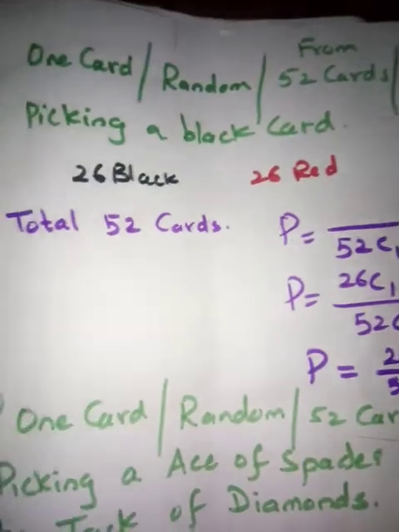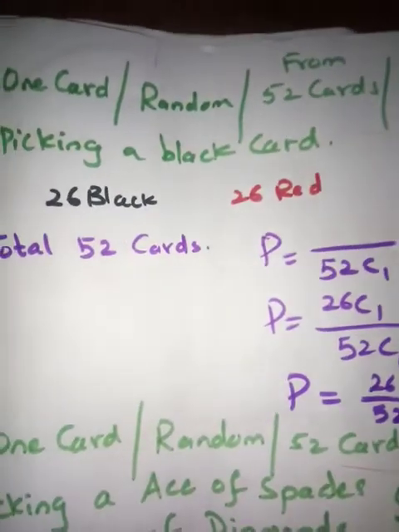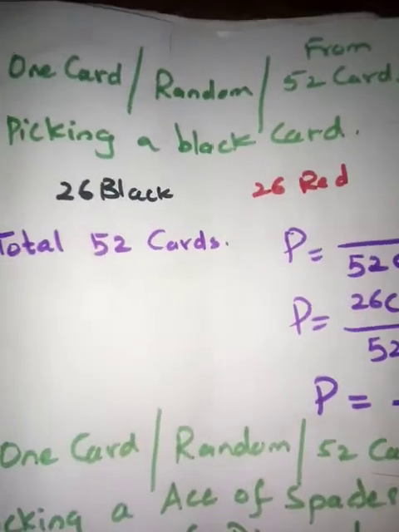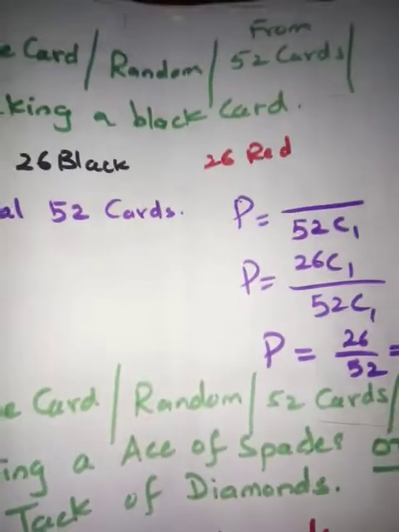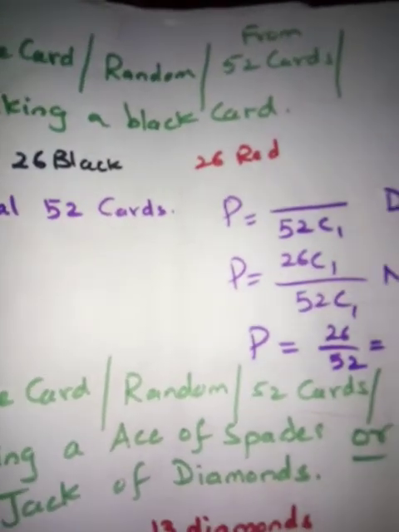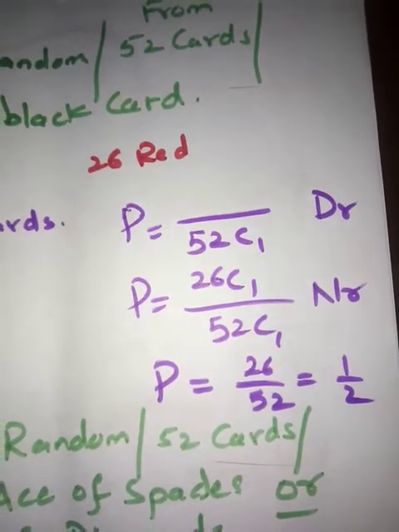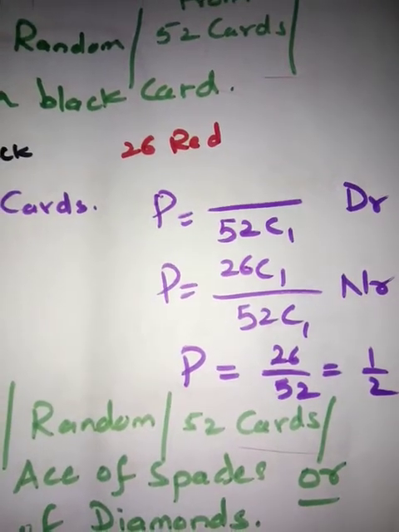The first question says, one card at random is picked from 52 cards. What is the probability of picking a black card? As we know, there are 26 black and 26 red cards, total 52 cards. Directly let us go for the denominator. The denominator of the probability is 52C1, which means out of 52 cards we are removing one card.